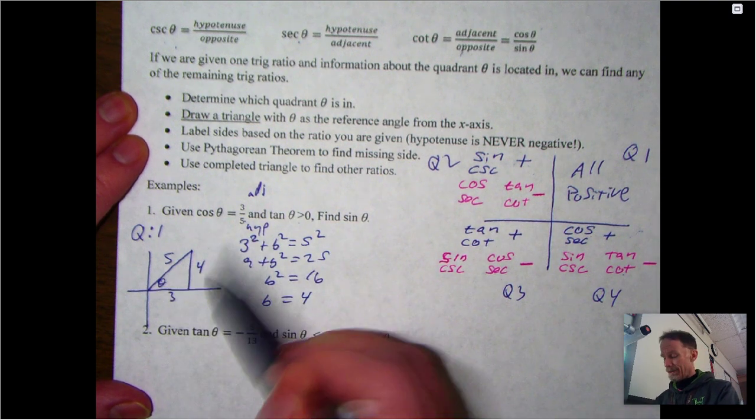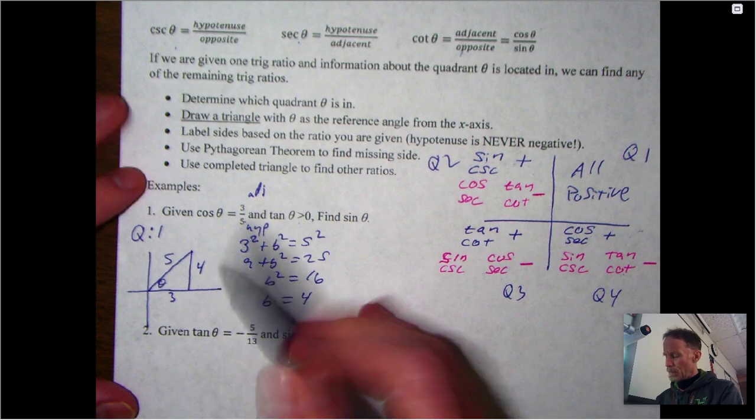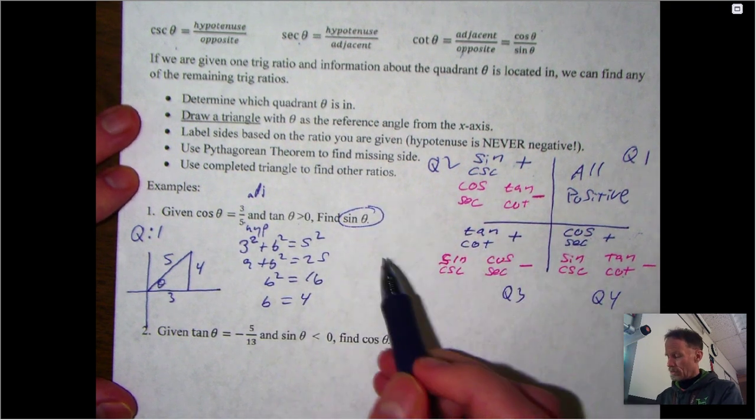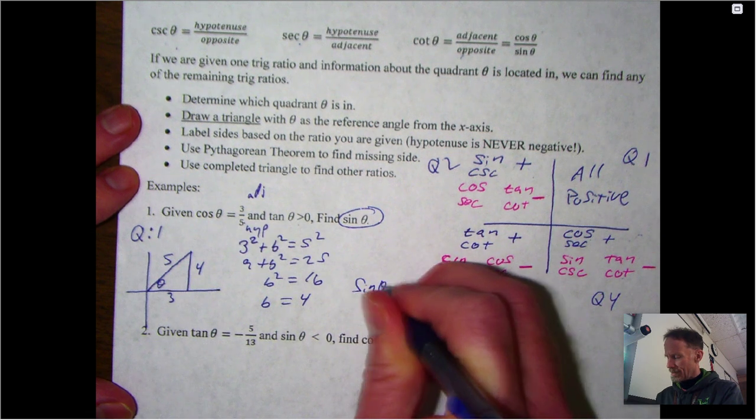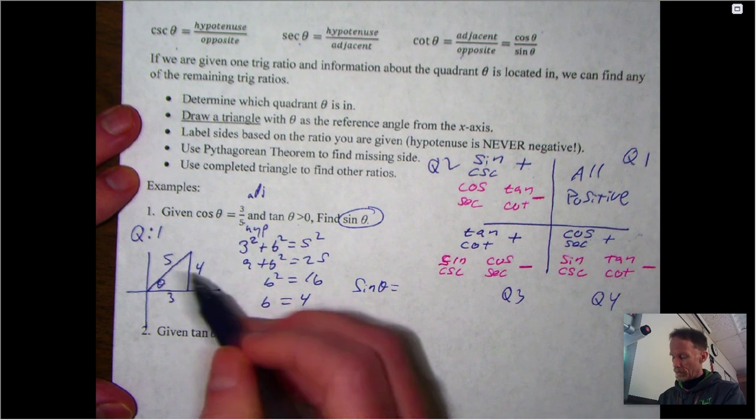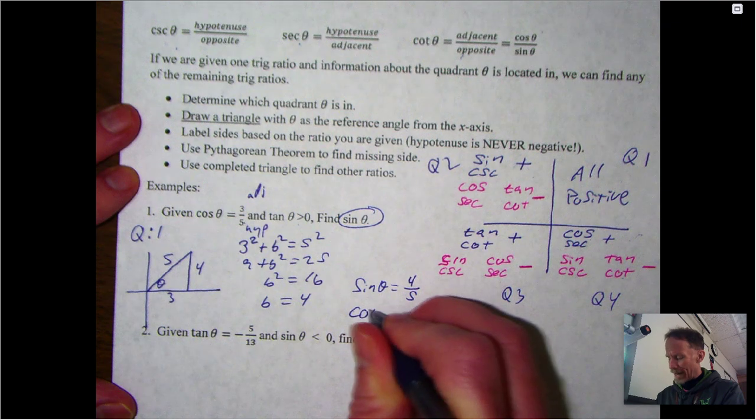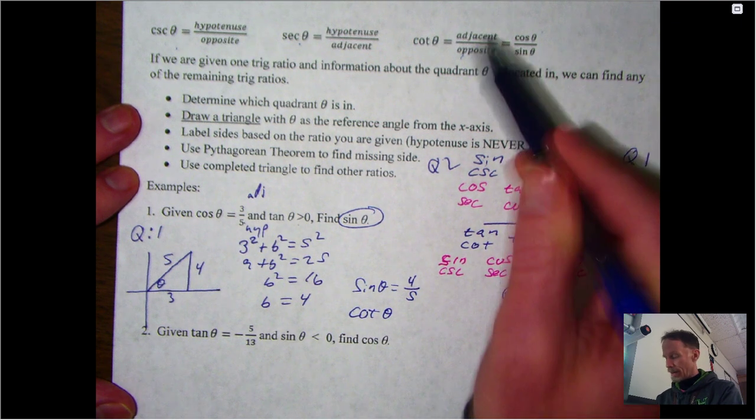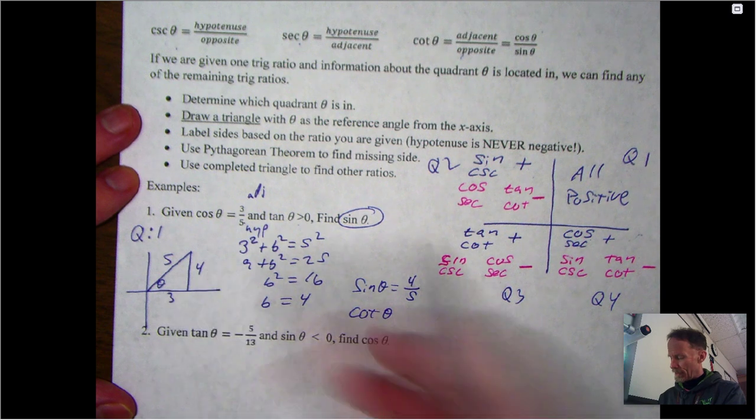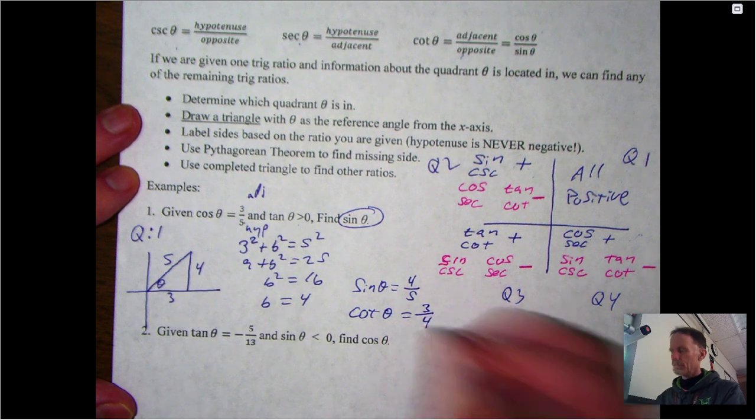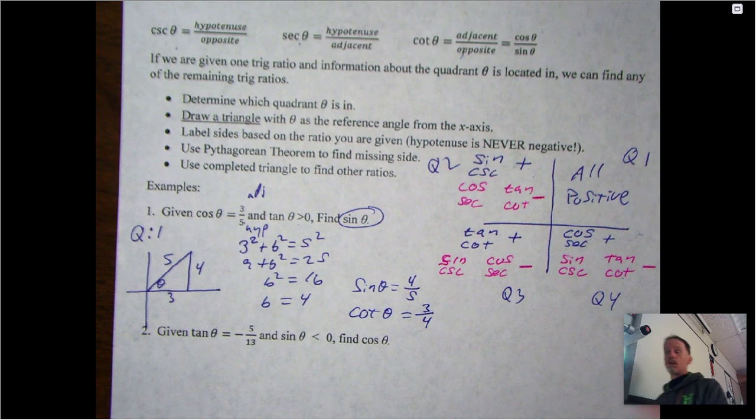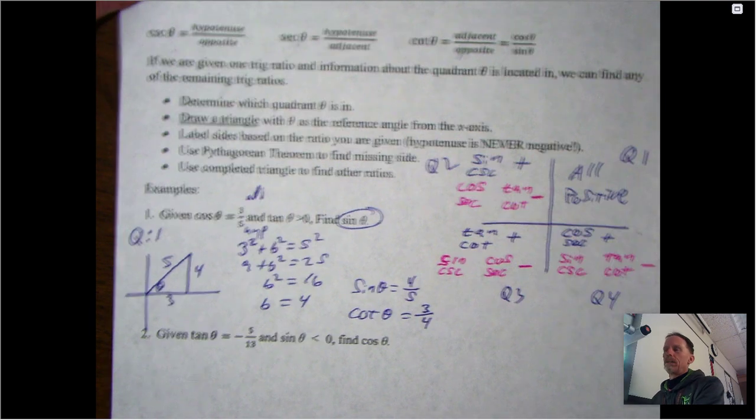Once we have the whole triangle labeled, it's all done but the shouting, because at this point we can answer the question. We're asked for sine theta, which is opposite over hypotenuse, so that's 4 over 5. And we can answer anything else too. Say it was asking for cotangent theta. Cotangent is adjacent over opposite, so that would be 3 over 4. That's really all there is to it. Determine the quadrant, draw the triangle, label it, use the Pythagorean theorem to find the missing side if you need to, and then answer the question.